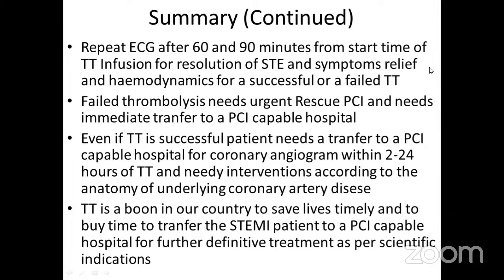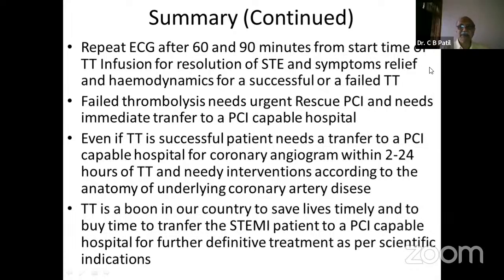We are taking the last question of today's session, that is, what are relative contraindications for fibrinolytic use in STEMI? I think both the questions are almost the same. Only the difference is relative contraindications.